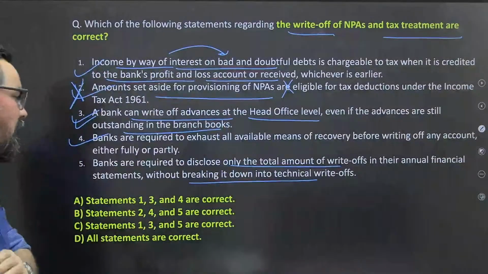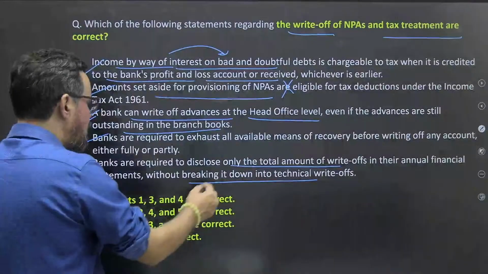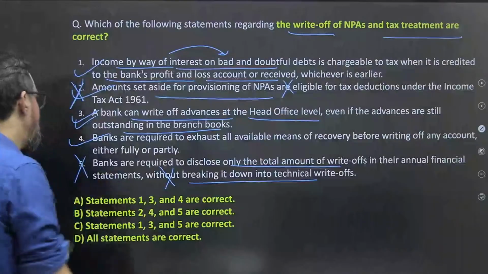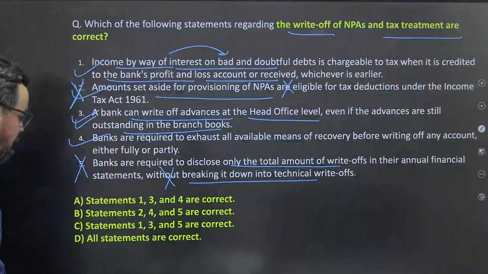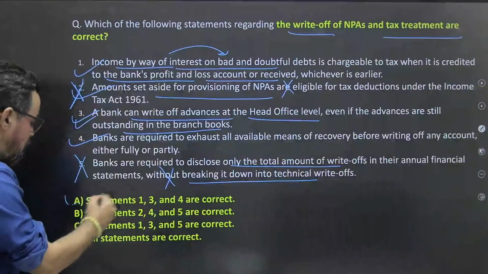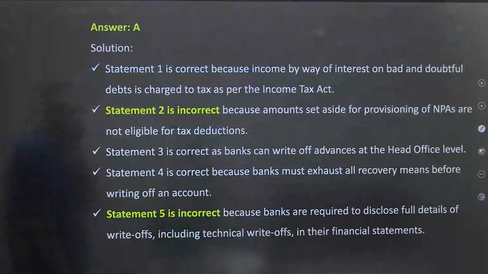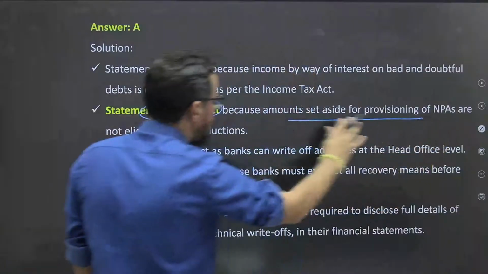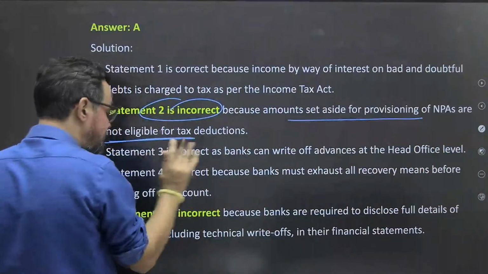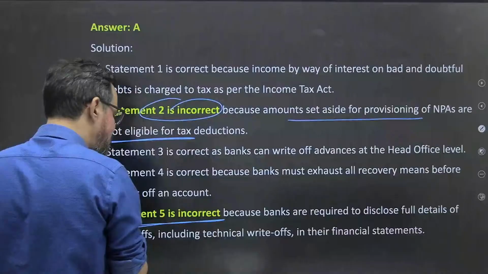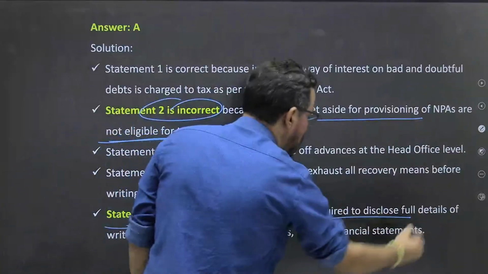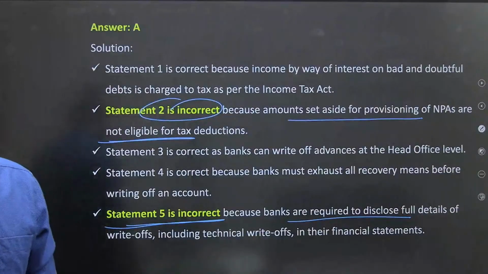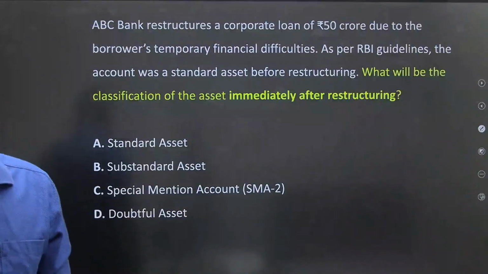So technical write-off will be required in this particular case. ठीक है? So with technical write-off it should be. So 1, 3, 4 आपका, ठीक है? 1, 3, 4 means option A will be the right answer for this particular one. ठीक है? So statement 2 was incorrect. Amount set aside for provisioning of the NPA is not eligible for tax deduction. And 5 is incorrect because banks are required to disclose full detail of write-off including the technical aspect of that particular loan आपका, ठीक है?